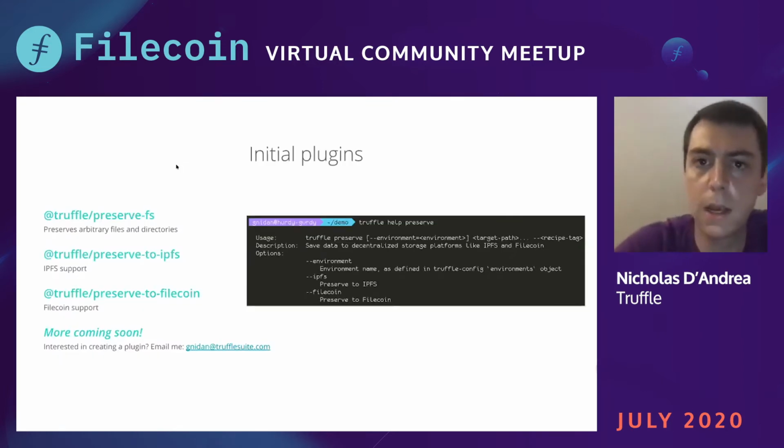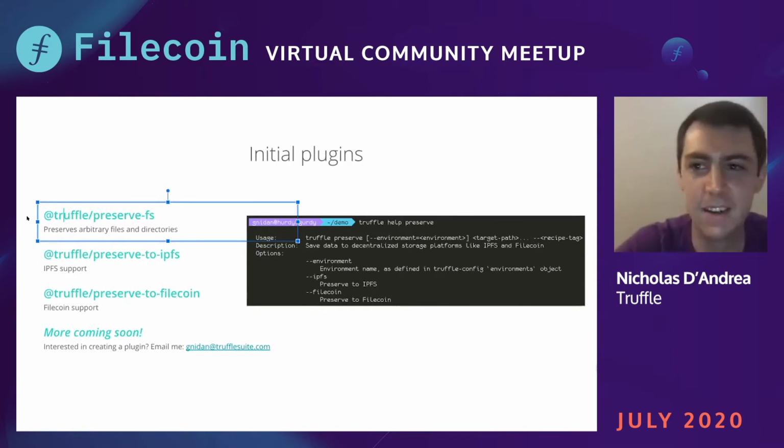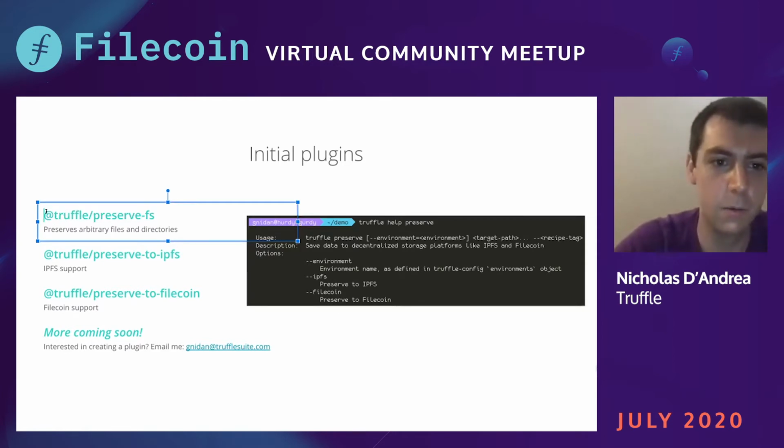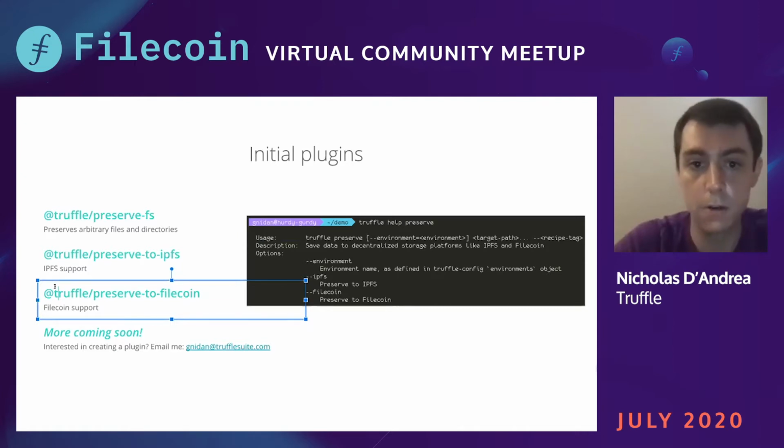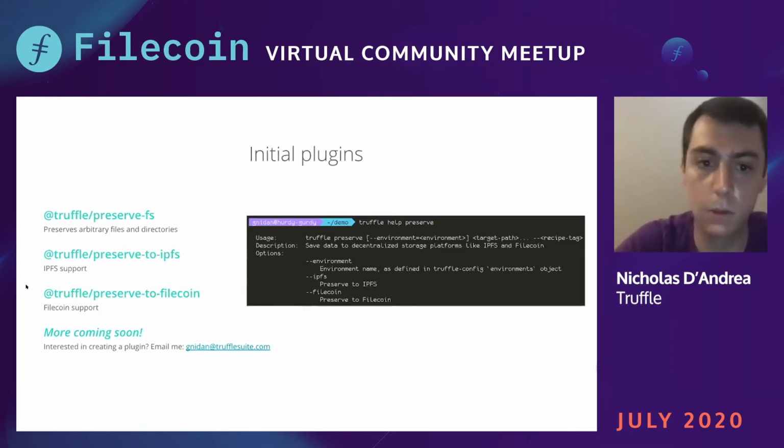The initial plugins that we've put together are, well, just Truffle preserve FS to actually read from disk. In the future, maybe you want to load data from elsewhere, not just local files. And so we wanted to keep that open for other use cases. And then we have the Truffle preserve to IPFS plugin and the Truffle preserve to Filecoin plugin. But as I mentioned, I'm particularly interested in the IPFS pinning ENS workflow that a lot of dApp developers are using today. And so expect that to come shortly.